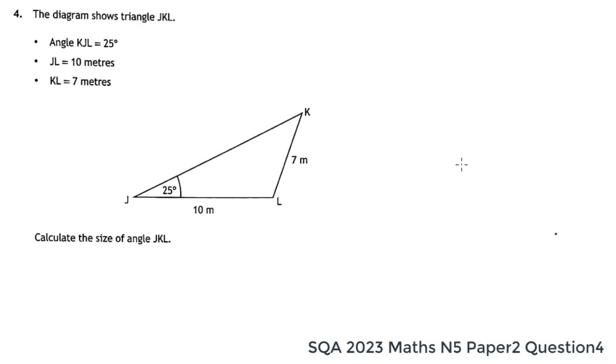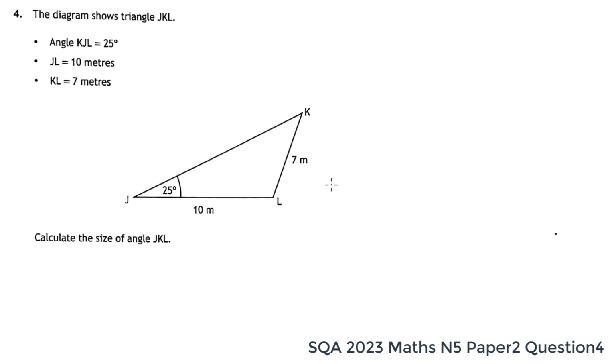So this is question 4. Here we have a triangle JKL with various lengths of sides and one of the angles given to us. We're asked to calculate the size of angle JKL. Now it's obviously not a right angled triangle, so Pythagoras' theorem's out the window. So that leaves us with either the sine rule or the cosine rule.